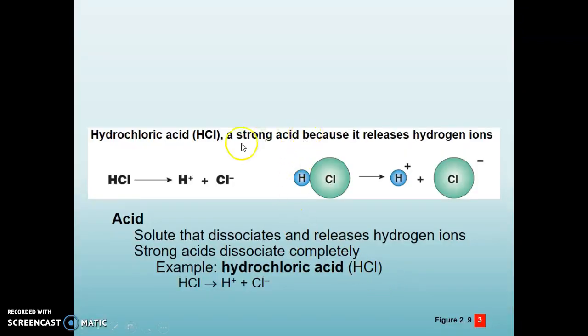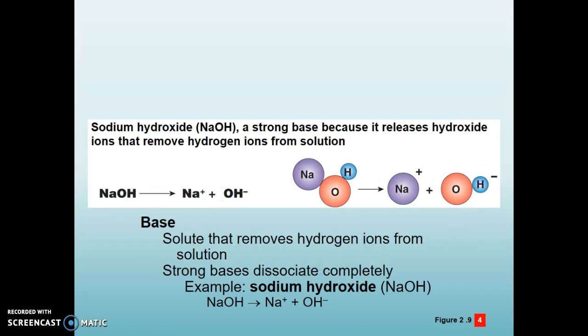So strong acids are like hydrochloric acid. When you put hydrochloric acid in water, it completely dissociates. That is, it's going to break down to its two ions completely. So you'll have water with lots of hydrogen ions and chloride ions. That is the signal of a strong acid, one that completely dissociates. So you can imagine a weak acid is one that would not dissociate completely. We have strong bases such as sodium hydroxide, and it's a strong base because it releases the hydroxide ion completely when it's added to water. Strong bases dissociate completely.